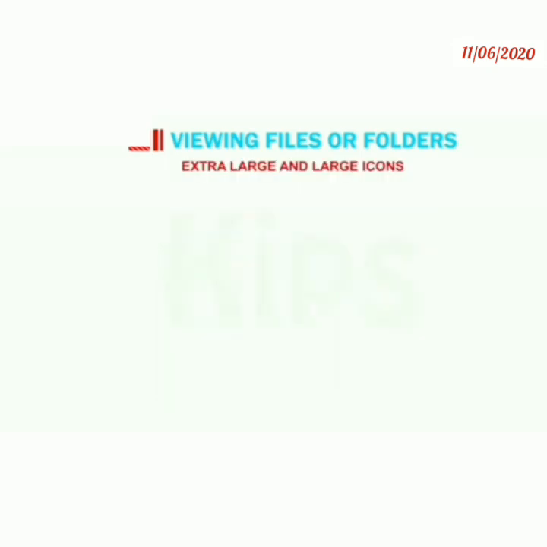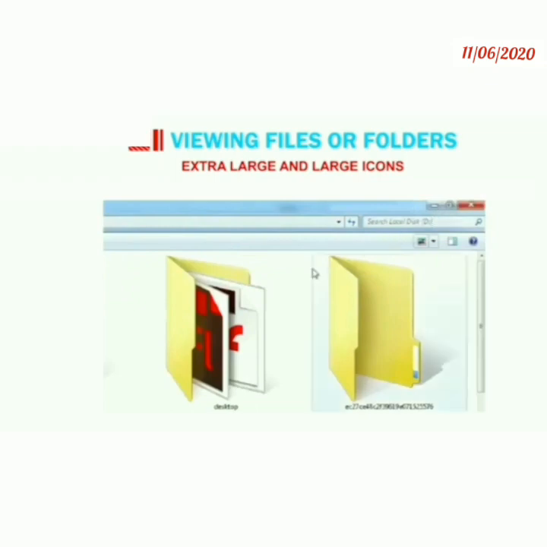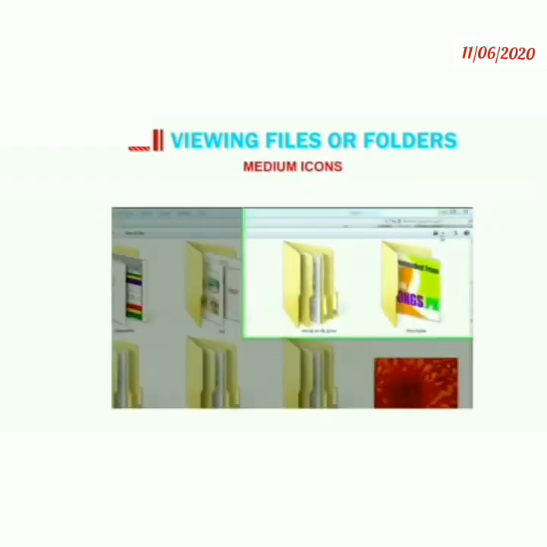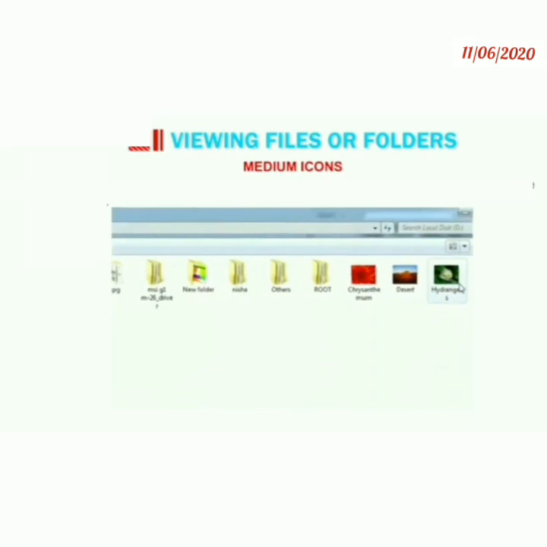Let us learn one by one all the modes. Number 1, extra large and large icons. This displays gigantic and large icons of the files or folders. This too can be very useful when working with images and video files. Then medium icons displays the files and folders as medium-sized icons, giving you a better idea of the file content.